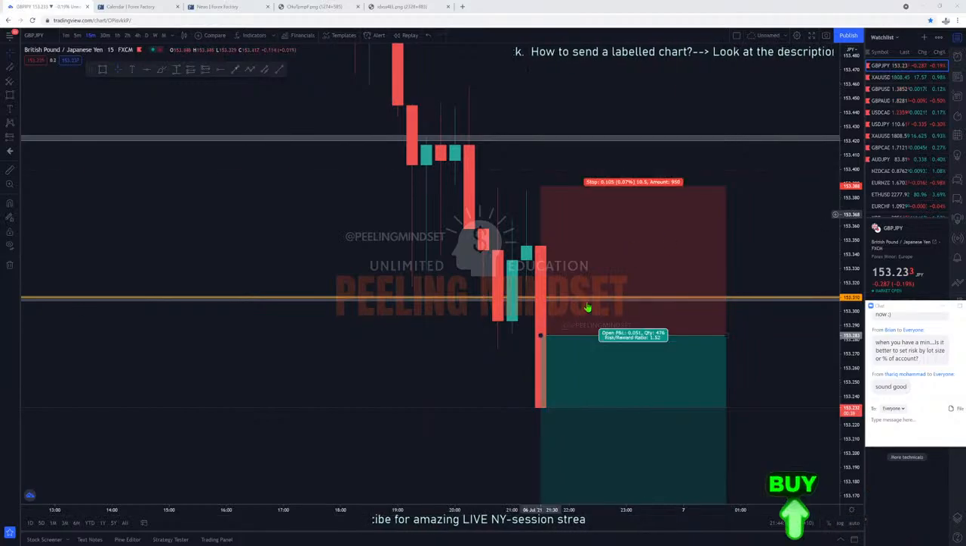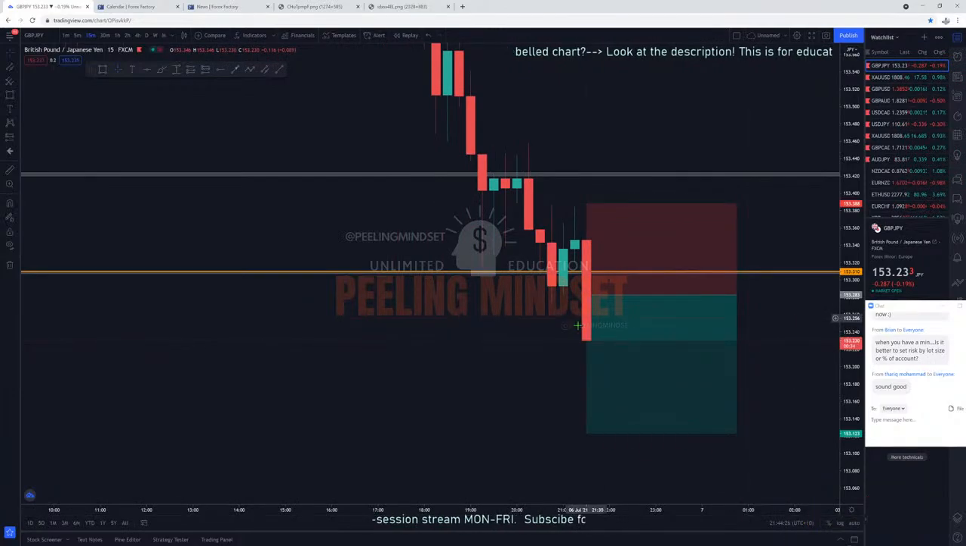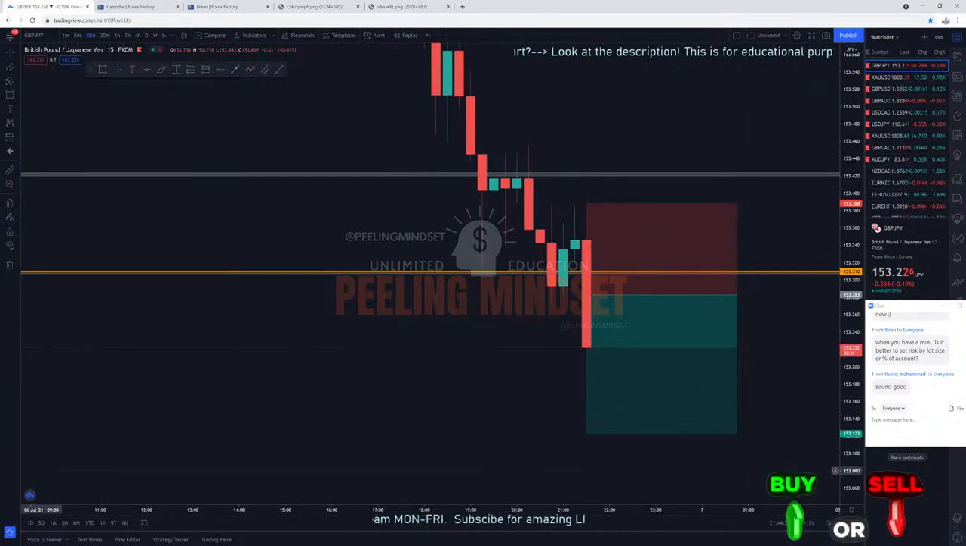Ooh, about 3 pips in profit. Let's see what's going to happen. I'm anticipating the volume to push the price down. If the candle retraces even higher, I'm only going to close my position at this point in time. 4 pips in profit. Let's see what's going to happen.